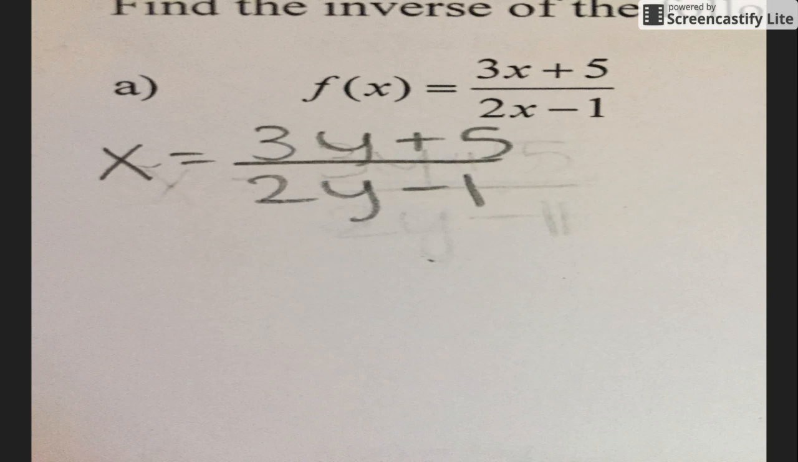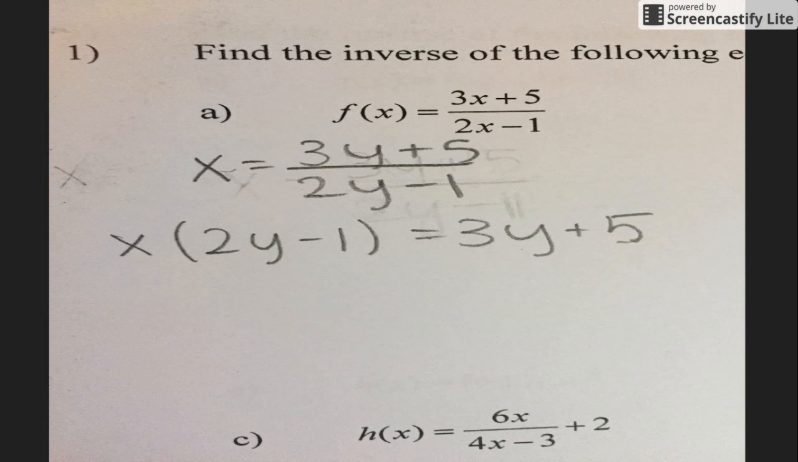So the first thing you would do is switch out all your x's and y's for each other. So instead of f of x, you'd write x, and for all the x's in the equation, you'd write y. So instead of 3x plus 5, you'd have 3y plus 5. Instead of 2x minus 1, it would be 2y minus 1. And so that just makes everything opposite of each other.